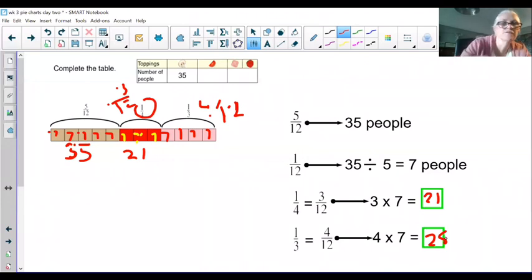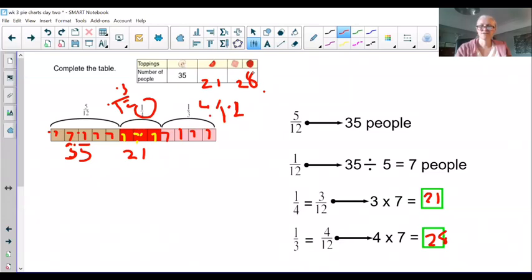Okay, so I know that if I were looking at this table here, 35 in tomato, you would have 21, and in the pink, in the ham and pepperoni, you would have 28.